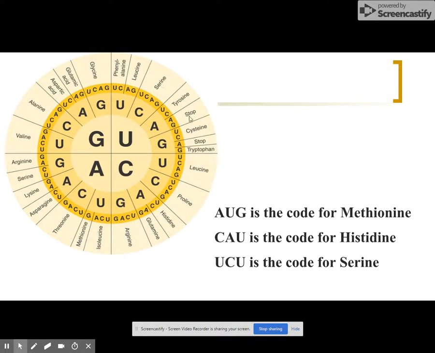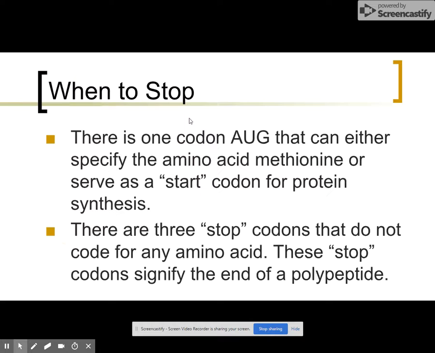There we go. Notice there's also a stop. So UAA, UAG, those code for stop. So when a ribosome reads that, it knows it's done making the polypeptide chain, it's done reading the mRNA strand, and it's time to detach that polypeptide chain. So just like I said there, AUG is our start codon. All right, it's methionine, but it can also be our start codon. So you'll see all of our examples that we're going to use, they're going to start with AUG. And then there are 3 stop codons, which I just showed you there.